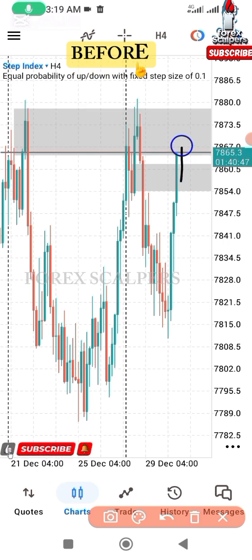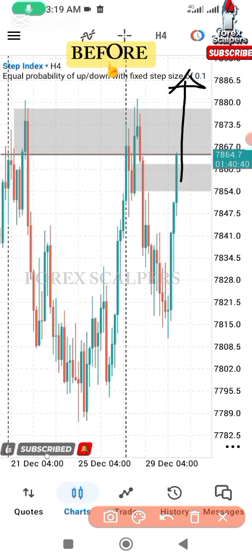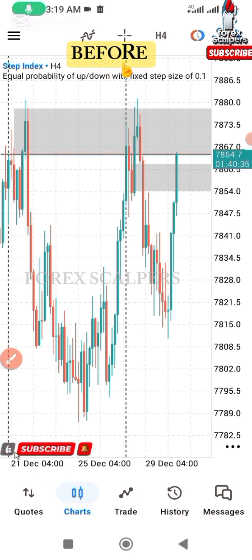But if it closes above this and remains there, it means it's a break of structure. I'll be looking for a buying opportunity. So that is how simple you can do your analysis and have your trade entry.